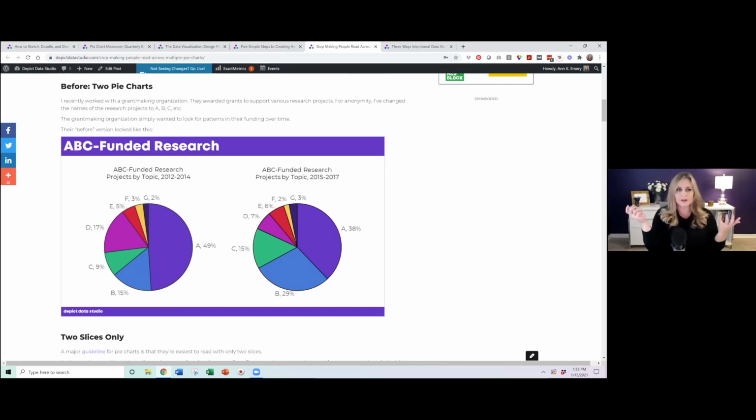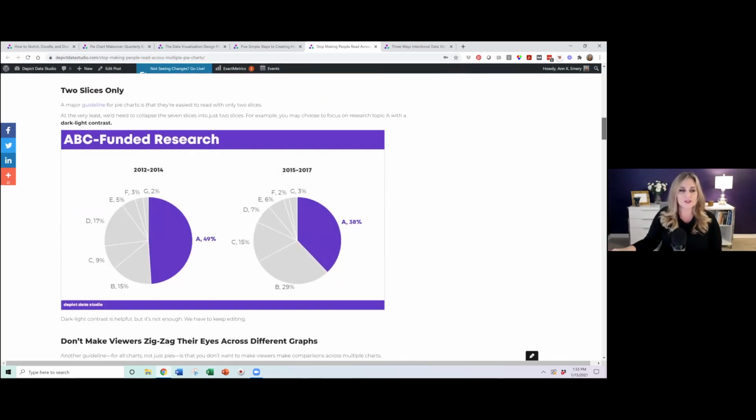You're supposed to be zigzagging your eyes back and forth. That's expecting a lot. You're like, wait, what is this slice? And then let me look at this slice and let me look at this slice. And every time your eyes move, you just lose a little bit of time. So if this is our before, this is what not to do, right? Don't have all these charts with all these colors, with all these itty bitty slices that are hard to read.